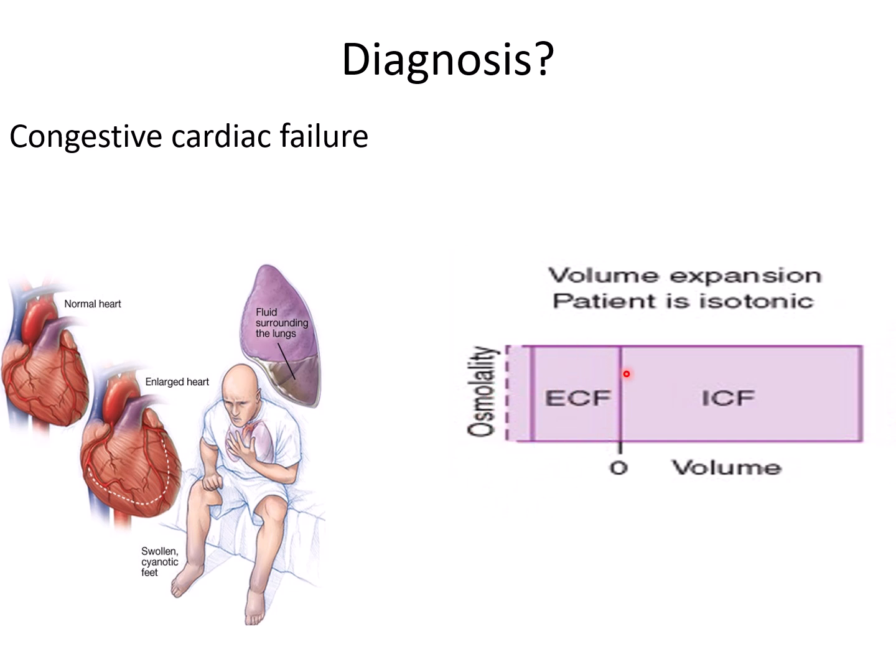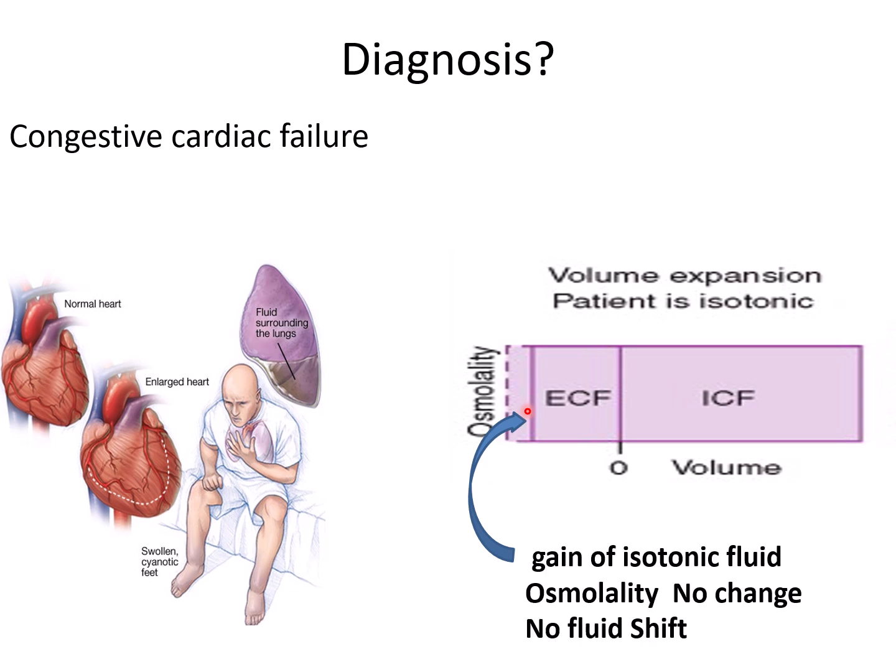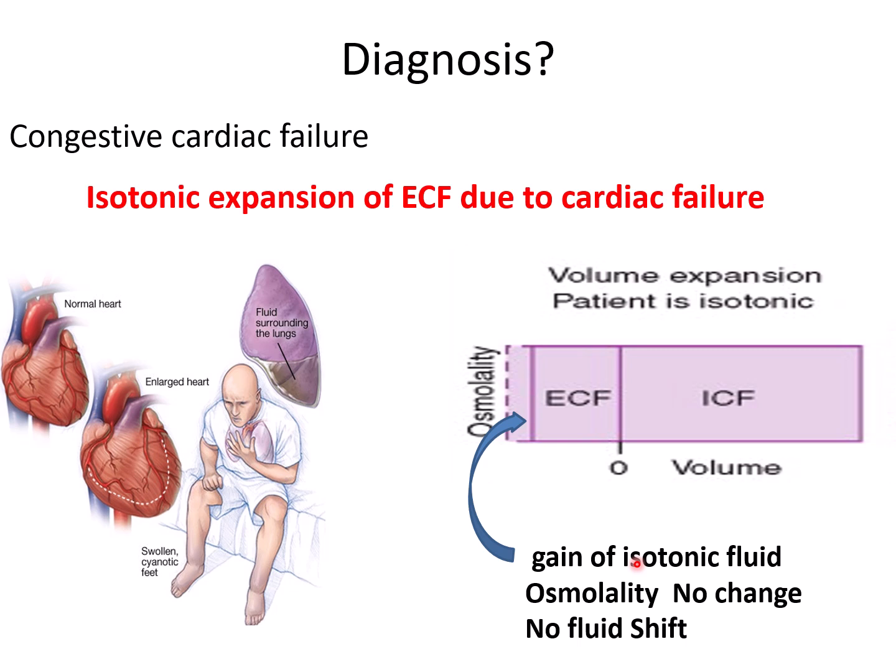So this ECF contains both sodium and water. There is isotonic expansion of the extracellular fluid. Because there is equal gain of sodium and water, there is no change in plasma concentration of sodium, so there is no change in osmolality and no fluid shift. So your probable diagnosis is isotonic expansion of extracellular fluid due to cardiac failure. One more point you need to note is that this accumulation of fluid can occur around any organ. It can accumulate around the ankles, around the feet, around the abdominal wall, around the face also.